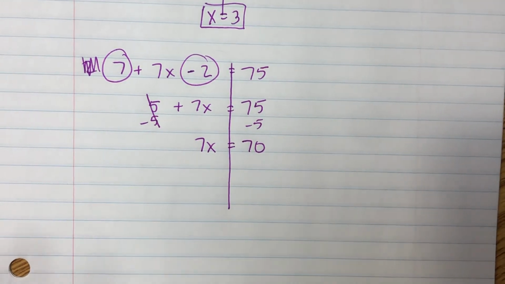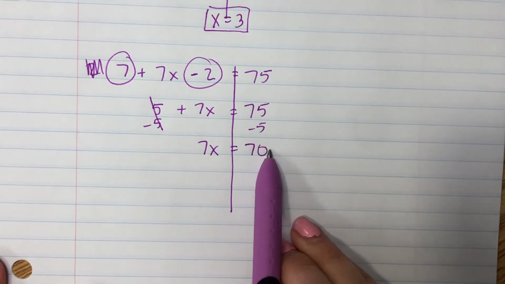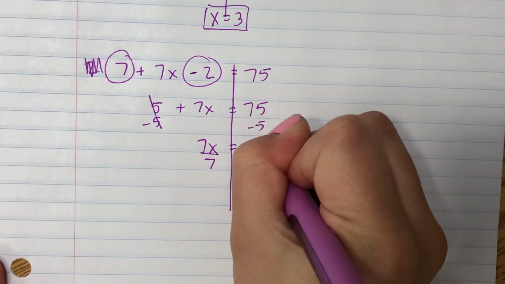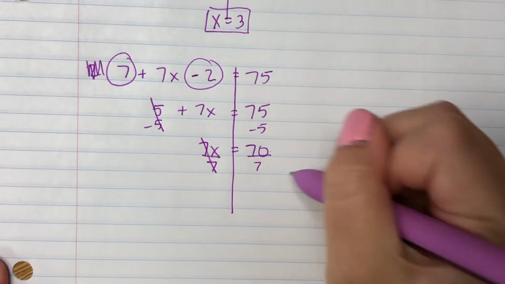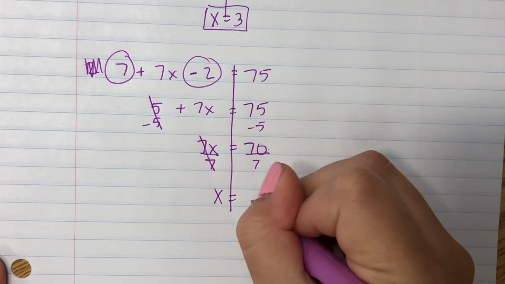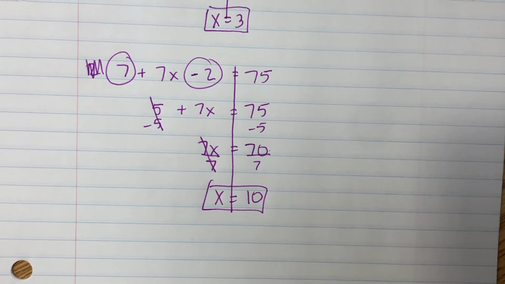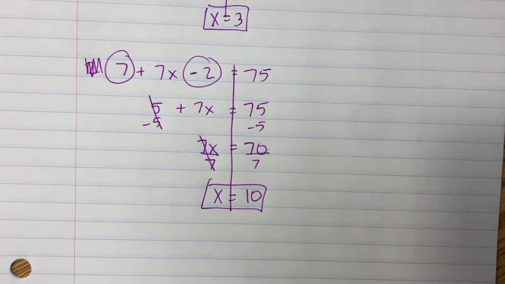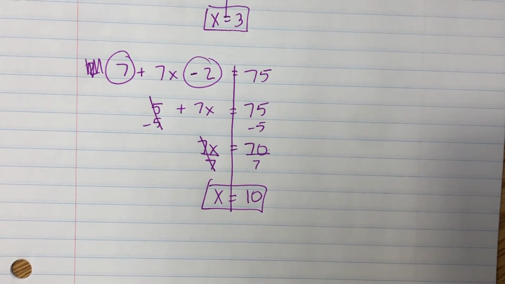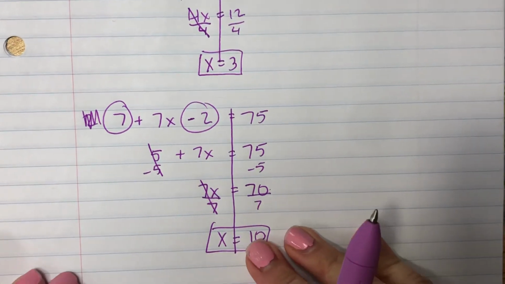You can probably see now what number multiplies by 7 to get to 70, but the way we do it in algebra is we divide by 7 on both sides and end up with x equals 10. Okay? Make sure that you copy these down. I'm going to move on and do another problem.